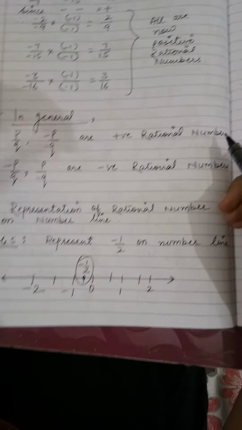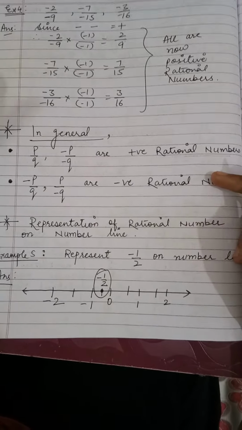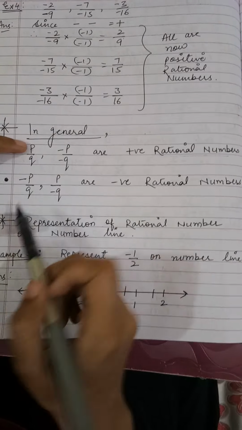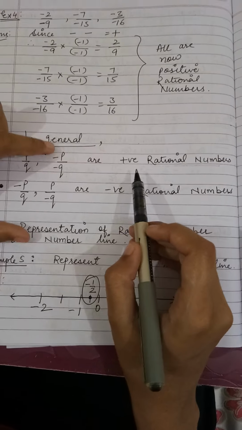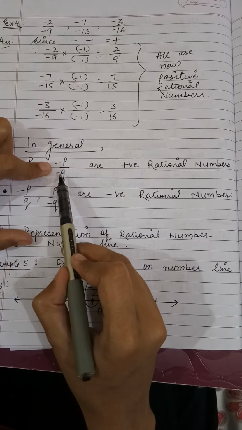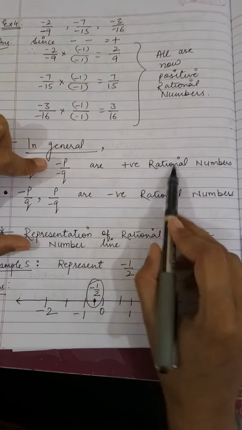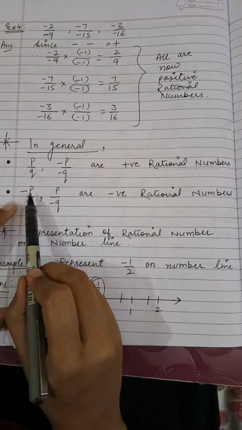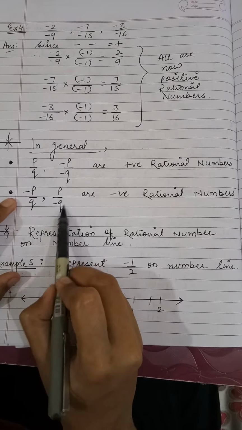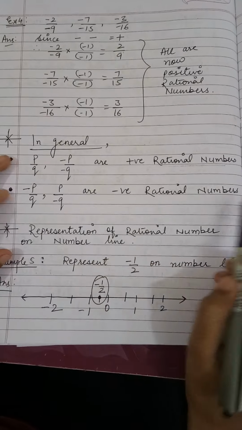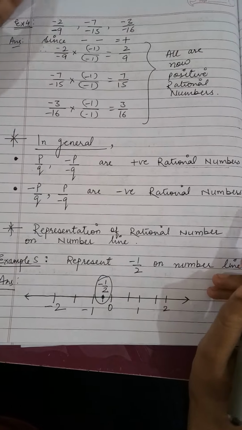In general, if I'm going to talk about how to find positive or negative rational numbers, just see the signs. If both numerator and denominator are positive, then it will be a positive rational number. If both numerator and denominator have the negative sign, that means it will be a positive rational number. Now if even a single one, for example numerator is with the negative or denominator is with the negative sign, that means it is going to be a negative rational number. So this was a generalization of positive and negative rational numbers.